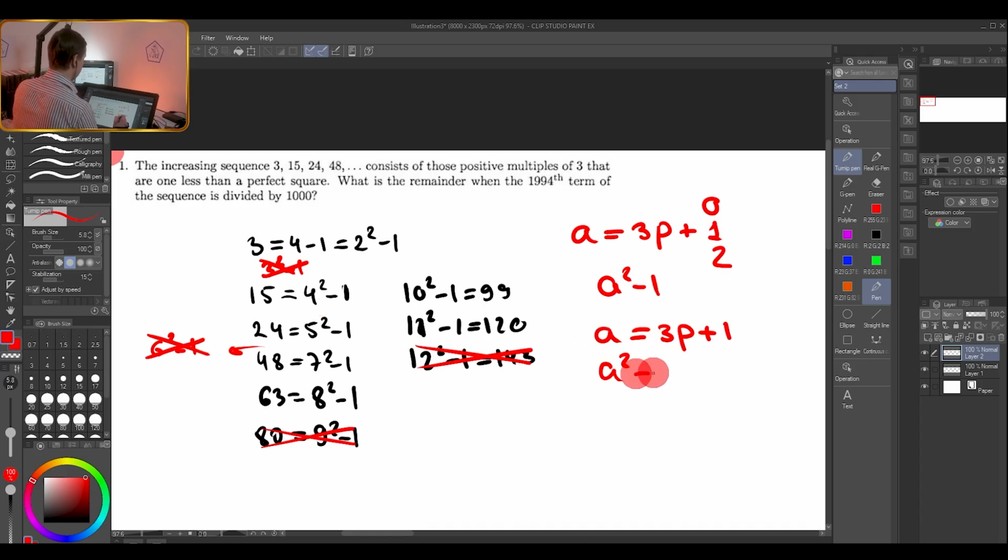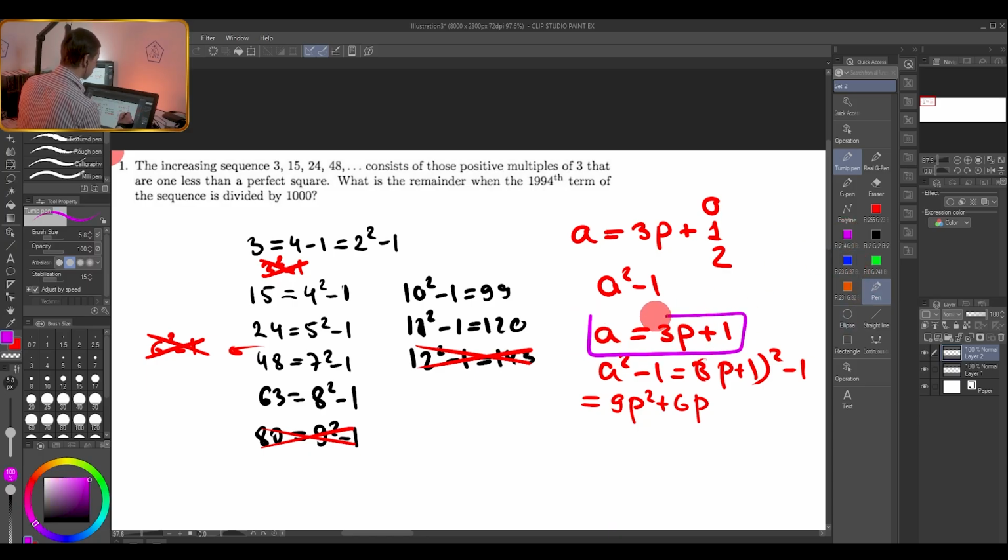A equals 4 works in this case. In this case, a squared minus 1 equals (3p plus 1) squared minus 1, and if you simplify it, you will get 9p squared plus 6p, which is divisible by 3. It is a multiple of 3, and it means that each number like this, squared minus 1, will be a multiple of 3. So every number a like this will work for us. You can also check that every number a equals 3p plus 2, that has a remainder 2 when divided by 3, also will work for us.